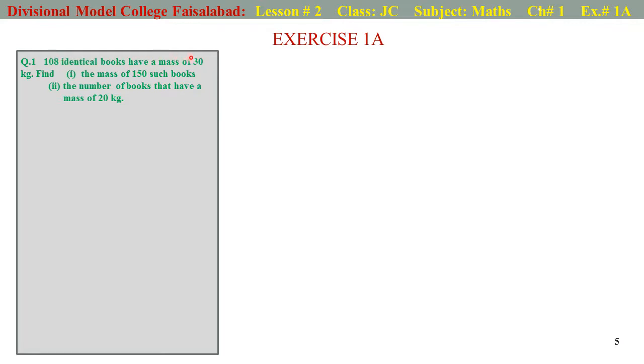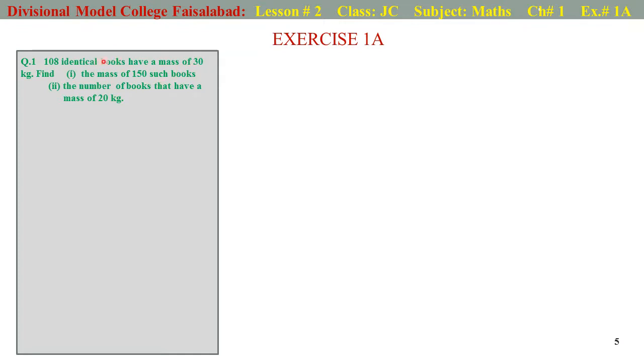108 identical books have mass 30 kg. Then what will be the mass of 150 such books? With the increase in number of books, will mass increase or decrease? Yes, because when the number of books is increased, the mass will also increase. So with the increase in one quantity, the other also increases.